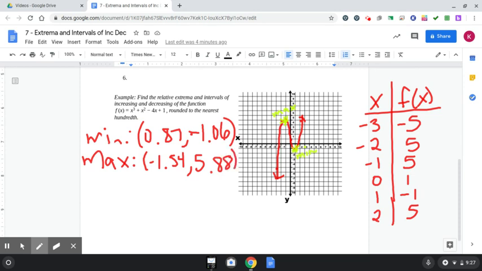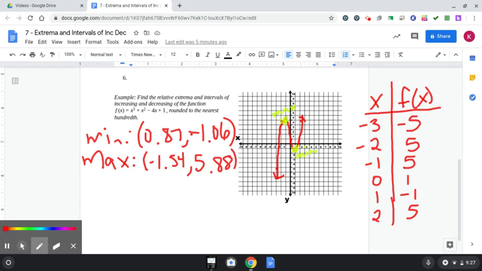Okay, now you could end up having a graph with more than one max or more than one min. You could have a graph with no min and only a max. It all depends on the function itself. In this case, we have 2 relative extrema. One is a minimum and one is a maximum.